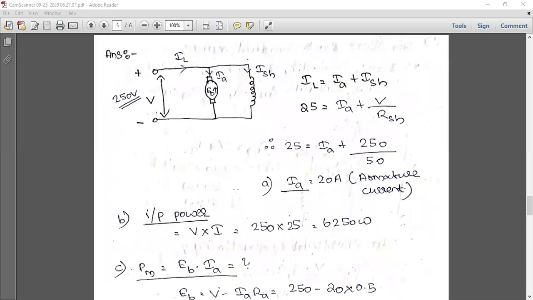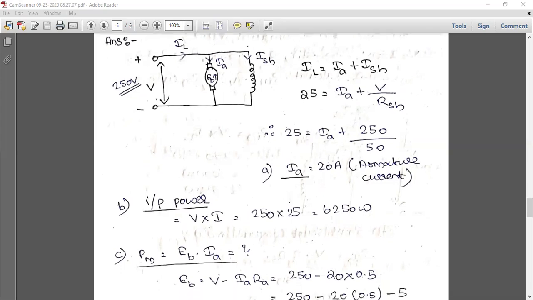Okay. So here we have the DC shunt motor, and we have the input supply which is 250 volt and everything is there. Line current is there, armature current is there, the shunt current is there. And we know the basic equation, IL is equal to IA plus ISH. So 25 is equal to IA plus V by RSH, and the voltage will be the same everywhere because it's a shunt connection. So it will be IA plus 250 by 50. So we get IA is equal to 20 ampere, which is the armature current.